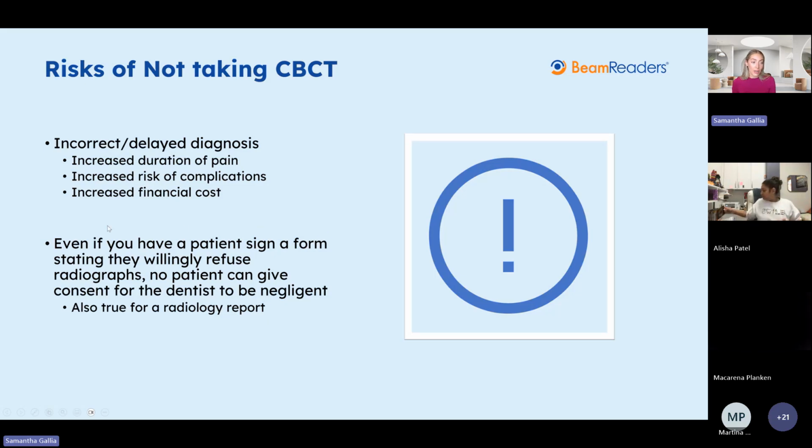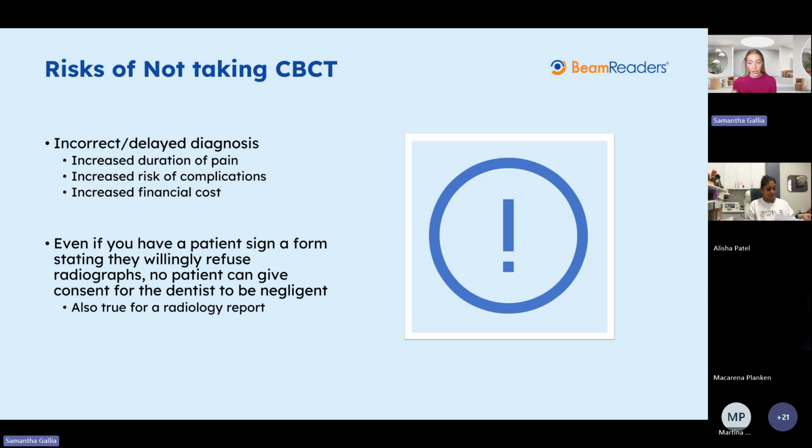And then on the liability end, even if you have a patient sign a form stating that they willingly refuse radiographs or willingly refuse taking a CBCT, no patient can give consent for the dentist to be negligent. I know there's always different information about this floating around, but there is absolutely no way that a patient can sign off for not having the appropriate radiographs taken.